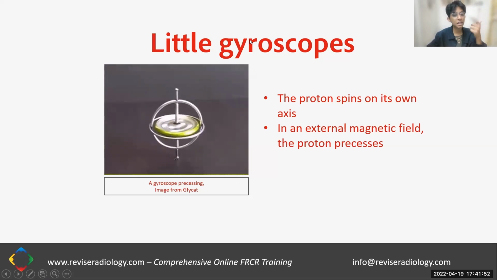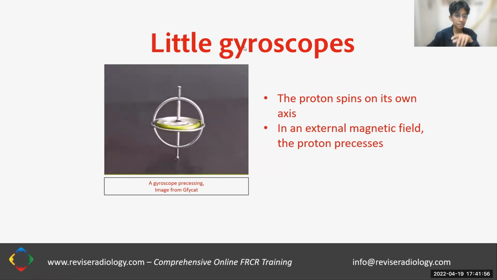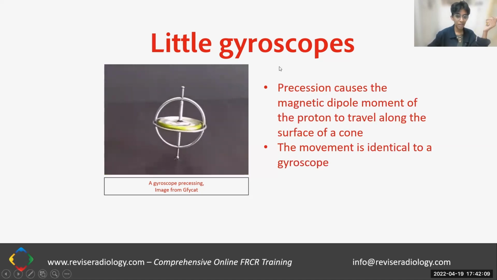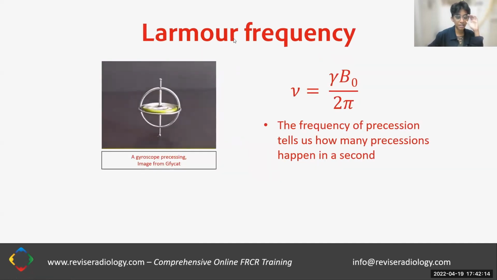So think of that vertical line through the gyroscope as being the angular momentum. So the proton is spinning around the angular momentum, and when it's placed in an external field, the proton also begins to precess. And precession is this wobbling motion that we're seeing here, where the direction of the angular momentum is constantly changing and moving along a cone. So the movement is identical to a gyroscope.